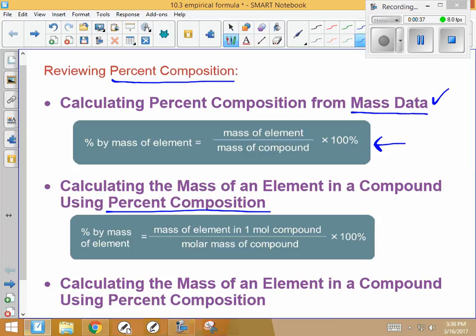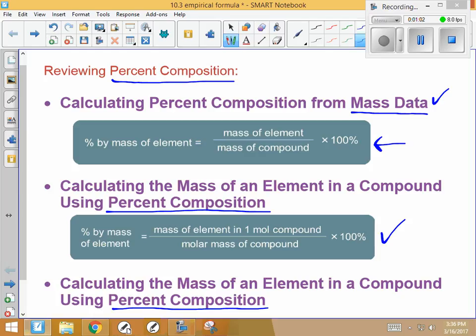At this point, we assume 1 mole of the compound, and we use the mass of the element in 1 mole divided by the total molar mass of the compound multiplied by 100. Lastly, the other kind we learned to do was calculate the mass of an element in a compound using the percent composition as a conversion factor. So that's your review of percent composition.